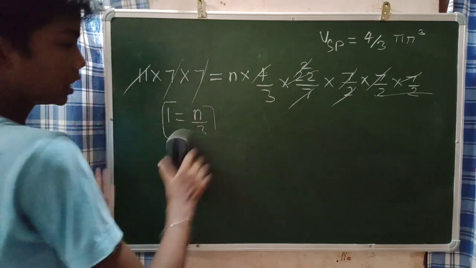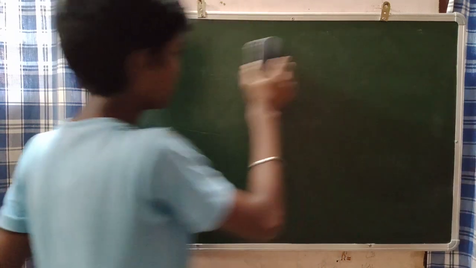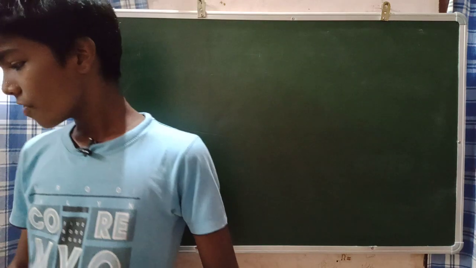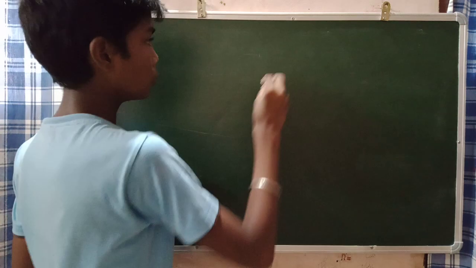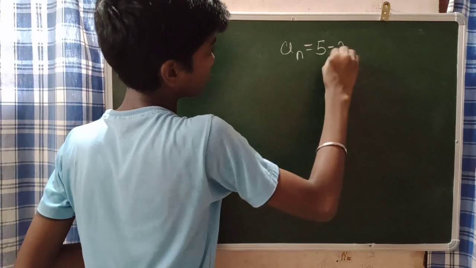After this is the third question. Okay, after this the questions that we have are diagrammatic, so directly we can move on to the sixth question. Okay, the sixth question is, find the sum of first 20 terms of an AP whose nth term is given as an is equal to 5 minus 2n.